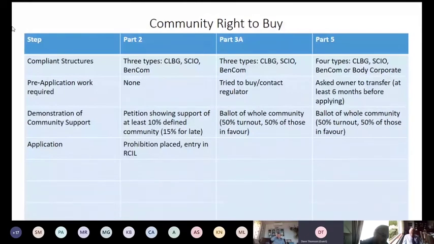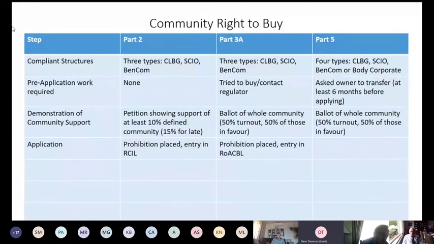But as soon as the application is received by us from the community group, it's placed in the RCL, so it's there for anybody to see straight away. We will also send a copy of that to the owner, and I'll touch on those next steps in a sec. Under Part 3A, prohibition is also placed.